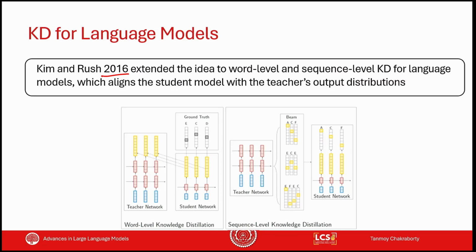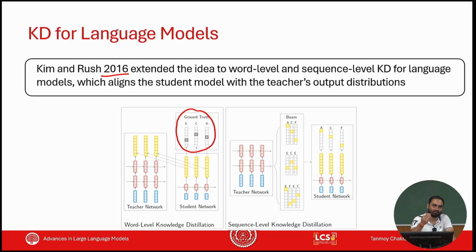So in the 2016 paper, they said that the ground truth based KD may not be ideal, we should look at the teacher's output, right? Because after all, the target is to move the student closer to the teacher. So whatever the teacher articulates, the student should also articulate that. Forget about what is the ground truth. This is the idea here, right? So here we will not retrieve the logits corresponding to the ground truth. We will retrieve logits corresponding to the output generated by the teacher model.